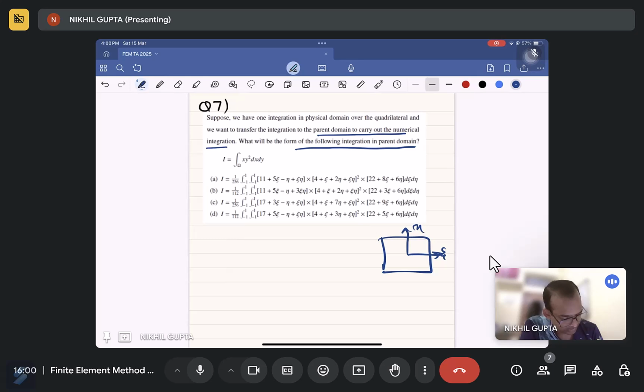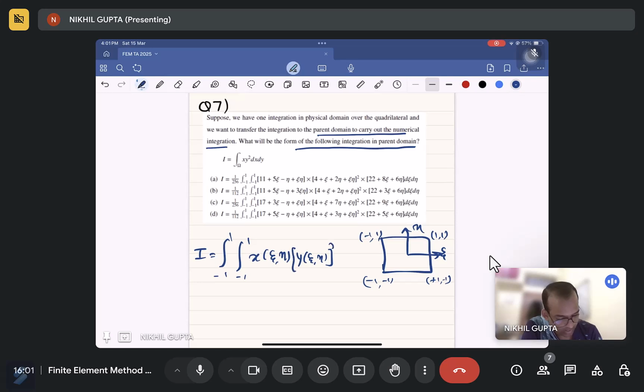So we know that xi varies from -1 to +1, and eta also varies from -1 to 1. So directly we can give the limits as -1 to 1, -1 to 1, with x based on xi and eta, and y based on xi and eta. Since here it is a square, we'll make it a square, and while converting we have to include the determinant as well, d xi d eta.